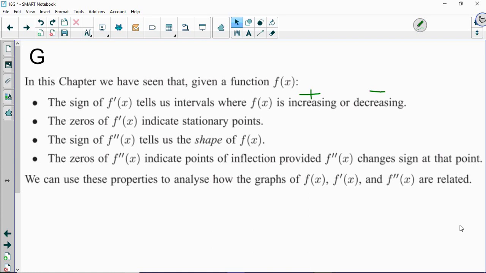The second derivative tells us about the shape of the original function. It tells us how that function is increasing or how that function is decreasing. When our second derivative is positive, our original function is concave up. When our second derivative is negative, our original function is concave down. When our second derivative equals 0 and changes sign on either side of that 0, then we have a point of inflection. It's where the concavity of the graph changes. We can use all of this information to work both forwards and backwards between graphs of these functions, the original, the derivative, and the second derivative.